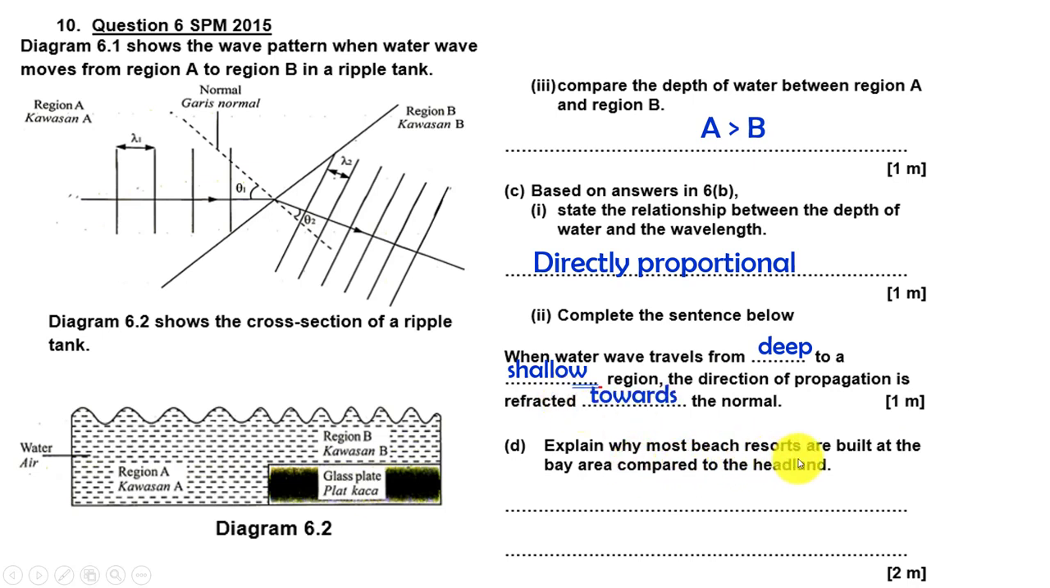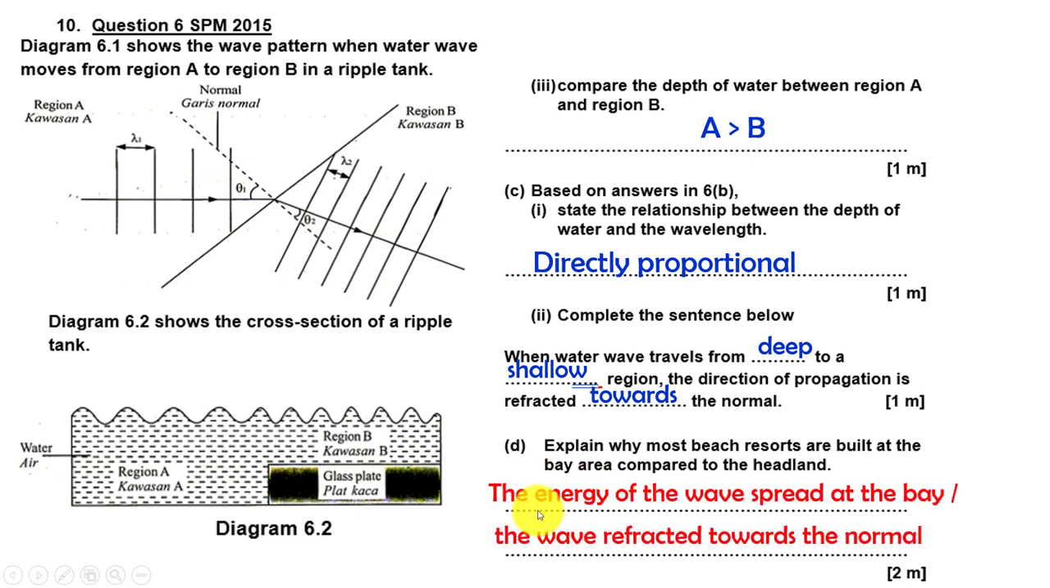Explain why most beach resorts are built at the bay area compared to the headland. So at the bay, when the water waves are near the bay, they will spread because they are refracted, they will spread to a wider area. When they spread to a wider area, that means they will reduce the wave pressure acting on the beach. So we just answer: the energy of the wave spreads at the bay. So that means the amplitude decreases, or you say the wave is refracted towards the normal.